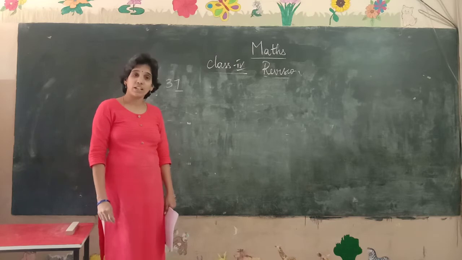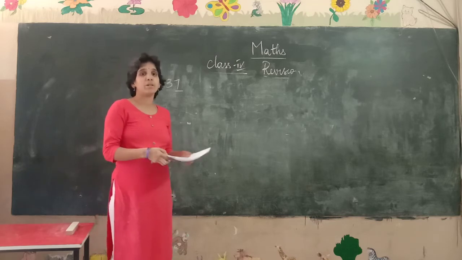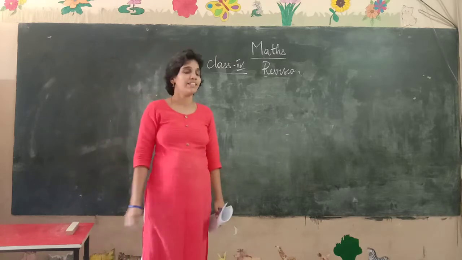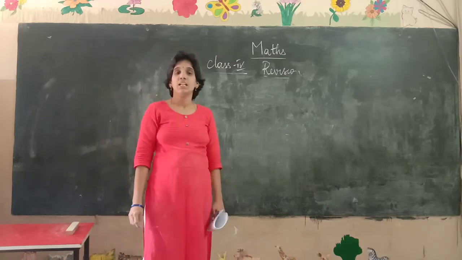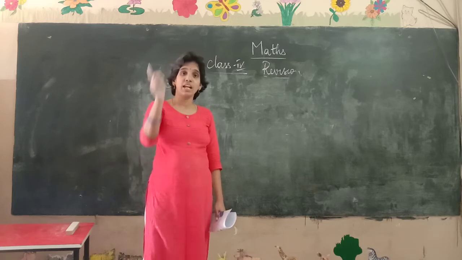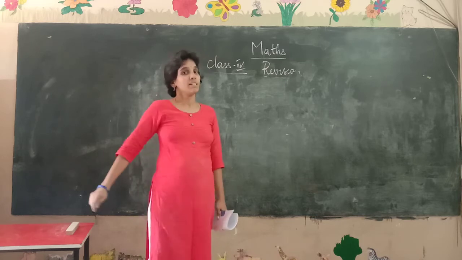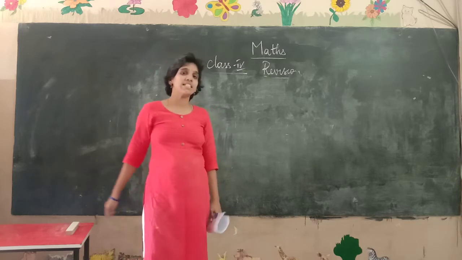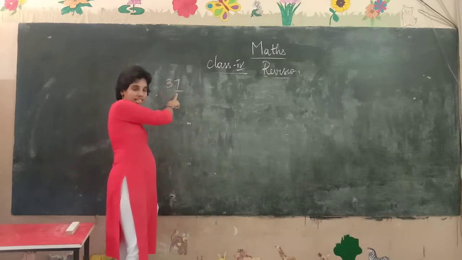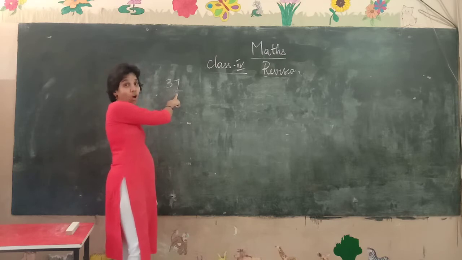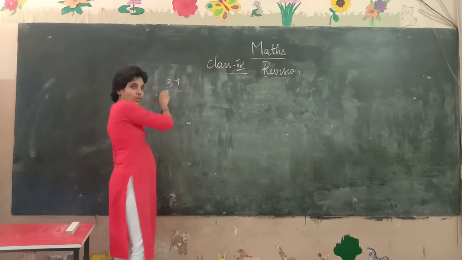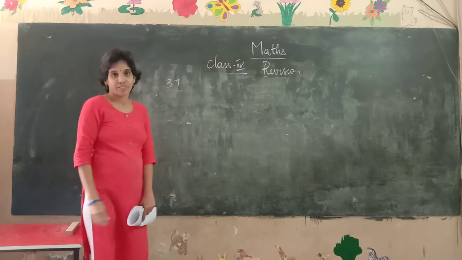We all know what an odd number is. An odd number is a number which, when divided by 2, leaves 1 as the remainder. It is not completely divisible. But an even number, if you divide it by 2, is completely divisible and 0 is the remainder. For an odd number, 1 is the remainder. So here in the ones place, what is there? 7 is there. 7 is an odd number. So the total number will become odd.